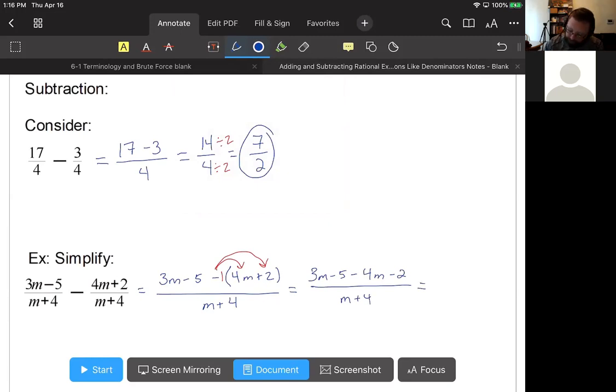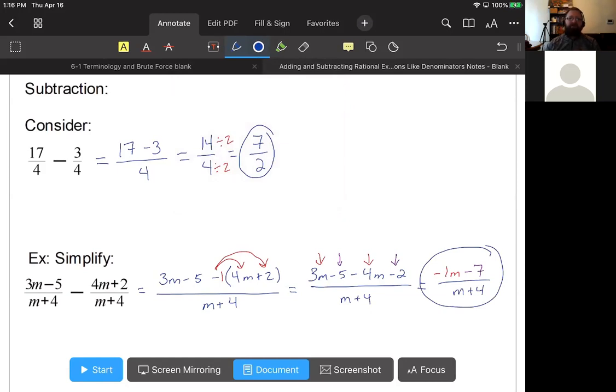And then we will combine our like terms. Well, we've got like terms here, 3m and -4m, which gives us -1m. And we have like terms of -5 and -2, which would give us -7 over m plus 4. We cannot, there are no common factors between those two binomials, so that would be our final answer. -1m minus 7 over m plus 4.